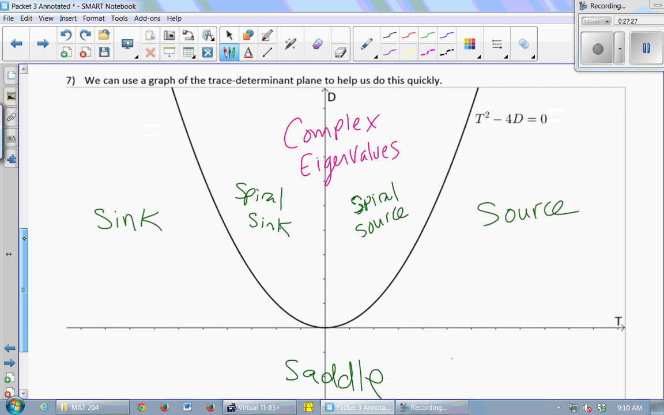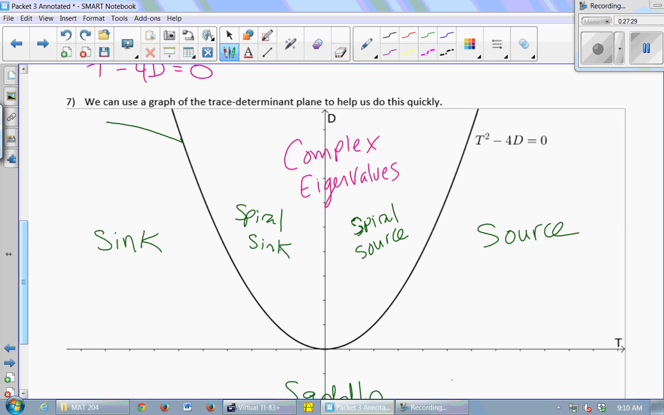All right. And then this line itself, that was repeated eigenvalues. Over here, they're repeated negative eigenvalues. Over here, they're repeated positive eigenvalues.